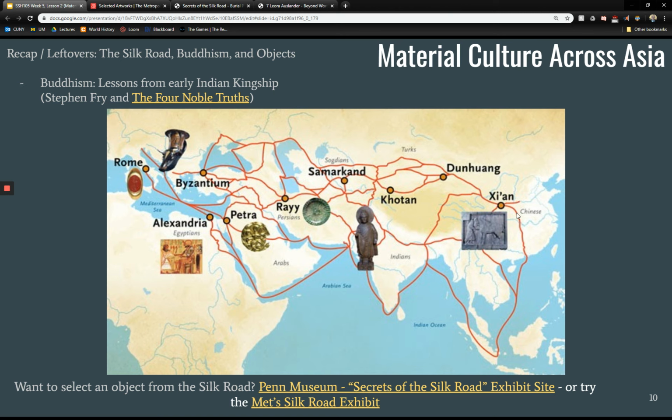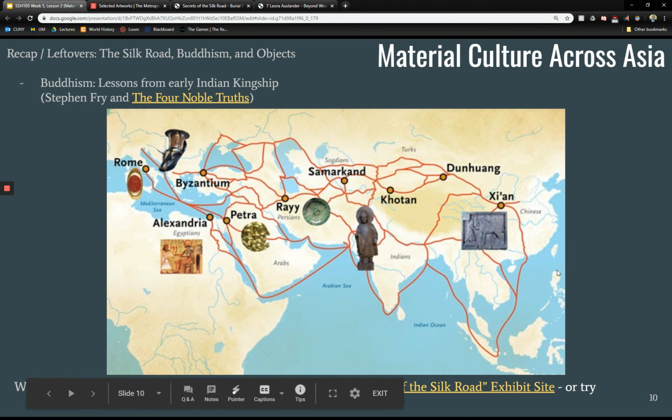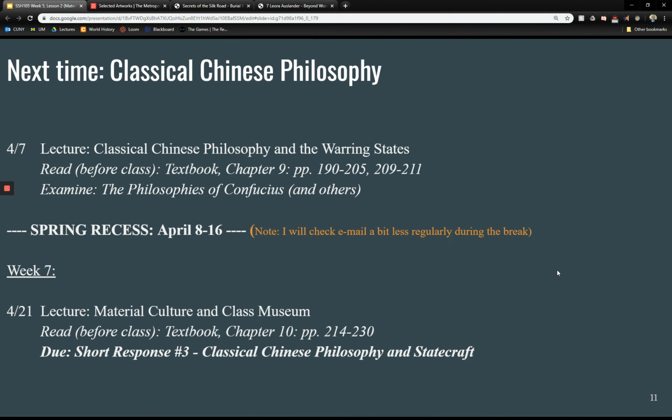But I wanted to give you a couple more museum pieces here from the Penn Museum and the Met, and this time on Asia. And I'm going to wrap this up as quickly as I can to try not to spend too long today, because the lectures have been a bit long the last few times. But next time, we have one more lecture before the recess, before the break, and that'll be on classical Chinese philosophy in the Warring States.